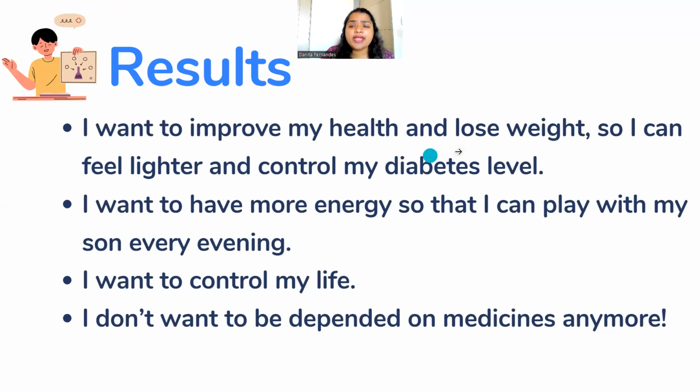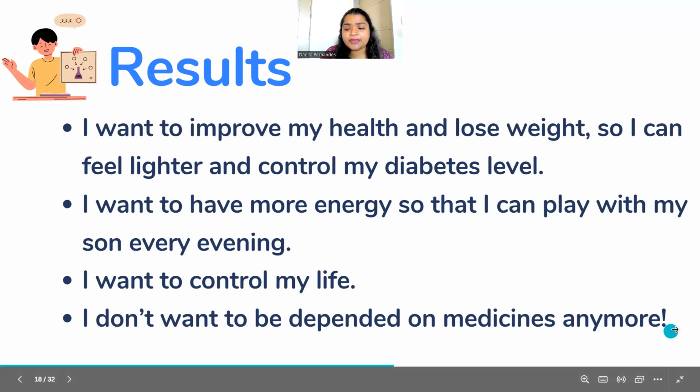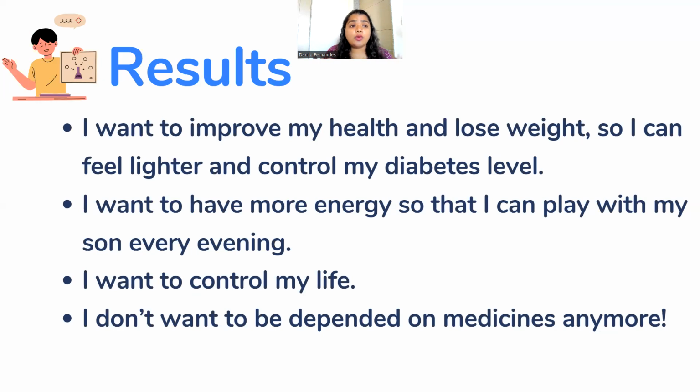I want to improve my health and lose weight so I can feel lighter and control my diabetes level. I want to have more energy so that I can play with my son every evening. I want to control my life. I don't want to be dependent on medicines anymore. These are Gopal's results, what results he wants, right? He wants to improve his health. He wants to get more energy. He wants to control his life. He doesn't want to be dependent on medicines anymore.